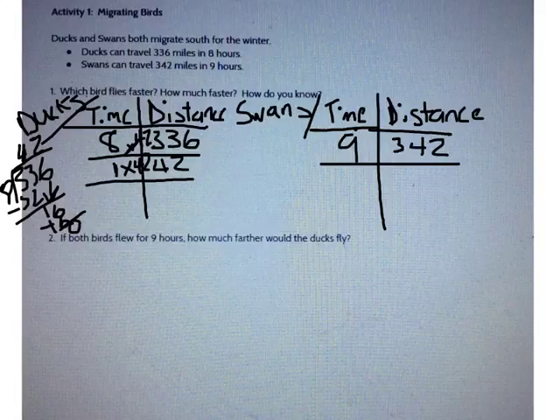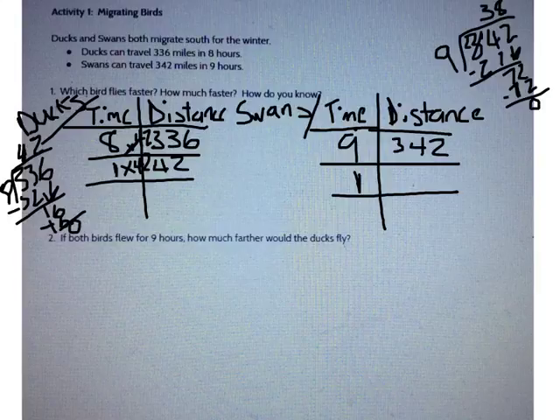Now let's find the average speed for swans. How could I find the average speed for swans? How could I find the distance swans can travel in 1 hour? I can divide 342 by 9. Do that now. 342 divided by 9 is 38. So swans can travel 38 miles per hour. That means that I'm multiplying by 38 across the table.